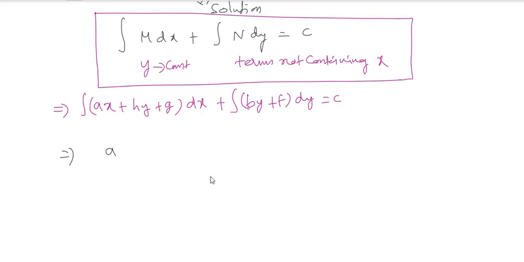Integrating a with respect to x only gives x square by 2. Then h into y integration: with respect to y you have to treat x as a constant. Sorry, y as a constant. So hence you will have ax plus gx plus b y square by 2 plus f into y, which is equivalent to c.